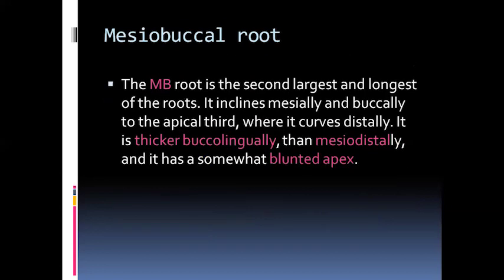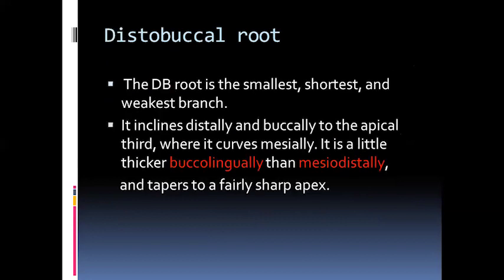Mesiobuccal root. The mesiobuccal root is the second largest and longest of the roots. It inclines mesially and buccally to the apical third, where it curves distally. It is thicker buccolingually than mesiodistally, and it has a somewhat blunted apex. That is the distobuccal root. The distobuccal root is the smallest, shortest, and weakest branch. It inclines distally and buccally to the apical third, where it curves mesially. It is a little thicker buccolingually than mesiodistally, and tapers to a fairly sharp apex.